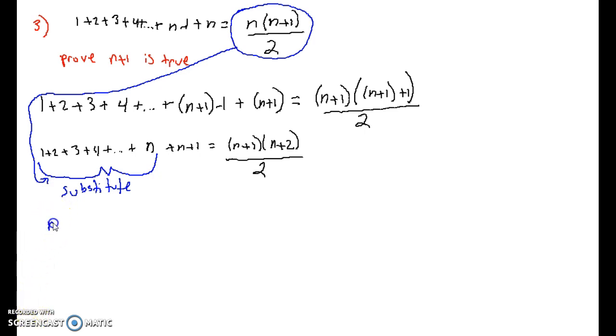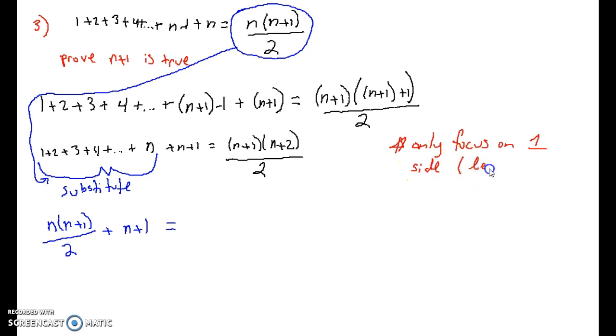So what does that look like? This is going to be n times n plus 1 all over 2. And then I'm not substituting it here because that wasn't in my original equation. So this will just be n plus 1. Now, I'm only going to focus on one side. Technically, in a proof, we only focus on one side. So make a little note: only focus on one side. It's a little bit harder to focus on the left side, so we're going to focus on this side.